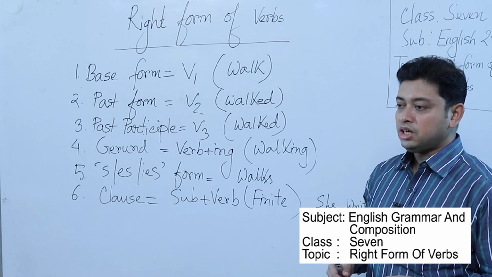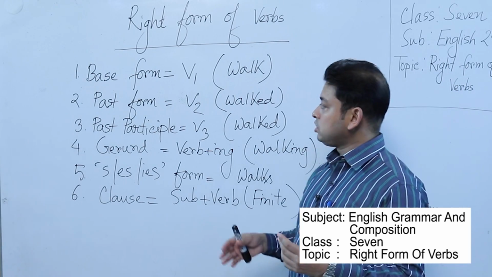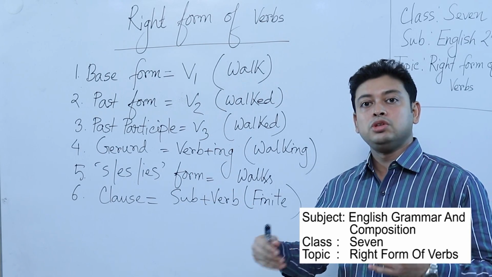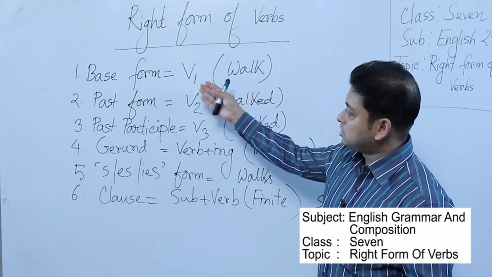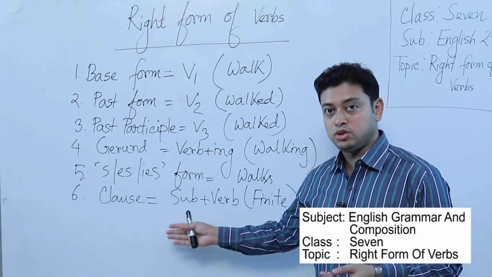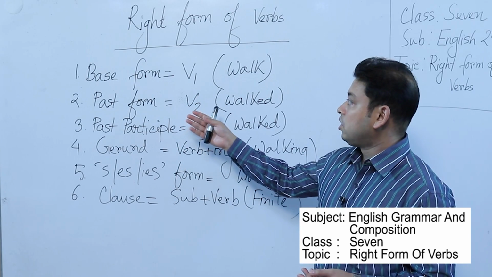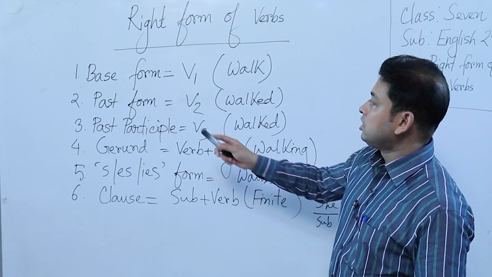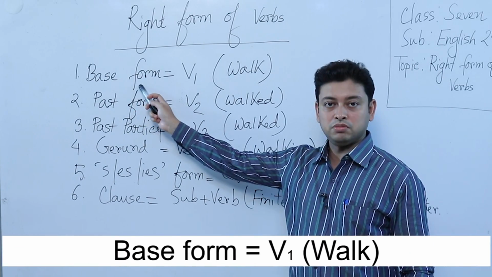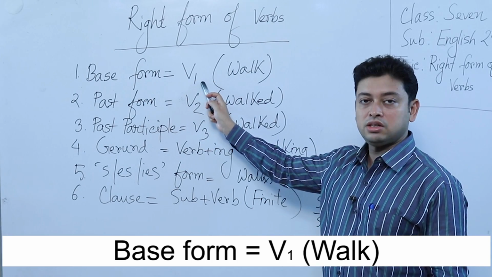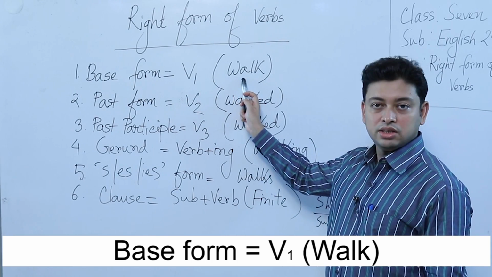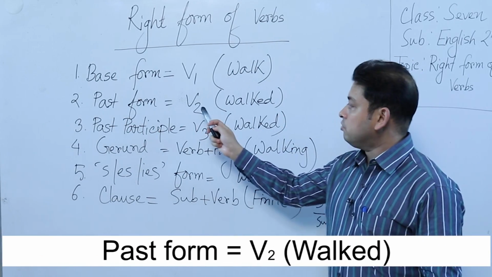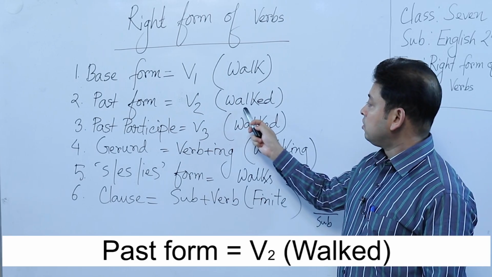Now before I begin, I would like to draw your kind attention to these things. I know you have got some ideas about it, but to remind you again, I am writing these things. I have written these so that you will understand it better when I discuss the rules. Number one is the base form. We know the base form is V1, work. This is the base form. Number 2 is the past form, V2, worked.